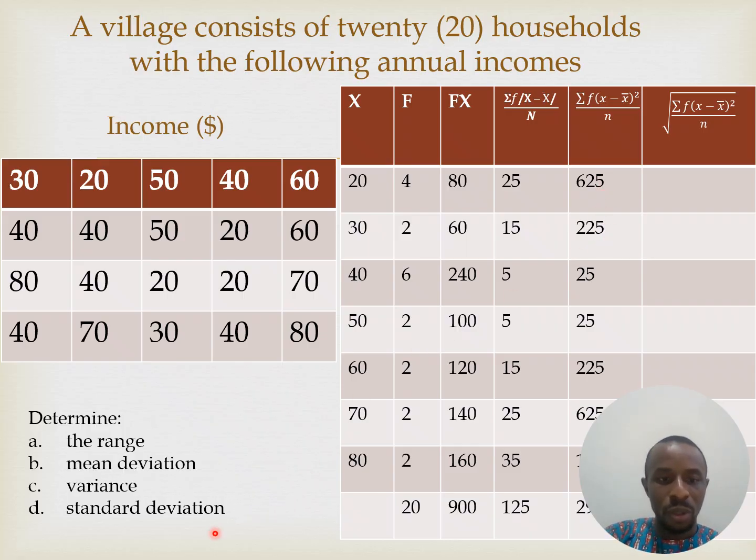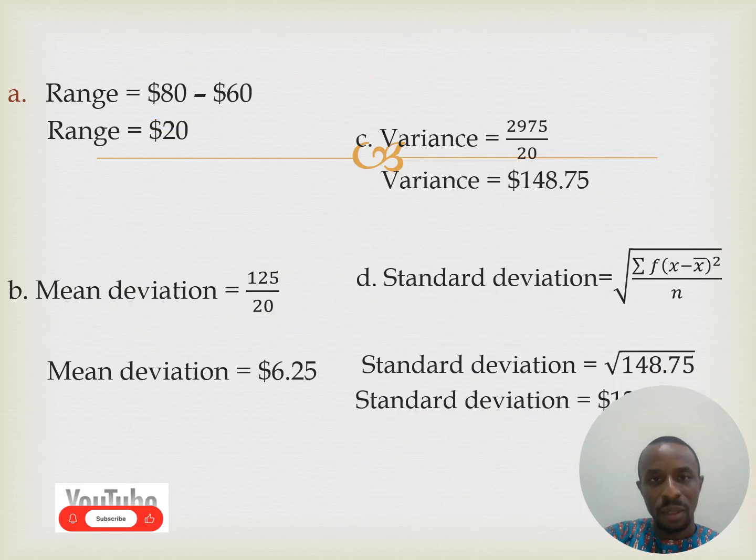So let's go. Having done that, the range, like I said previously, is $80 minus $20, which will give us $60. The mean deviation is 125 divided by 20, which is 6.25. Variance will be 2975 over 20. You see the answer here, and the square root of variance will give us this. So that's how to calculate range, mean deviation, variance, and standard deviation.